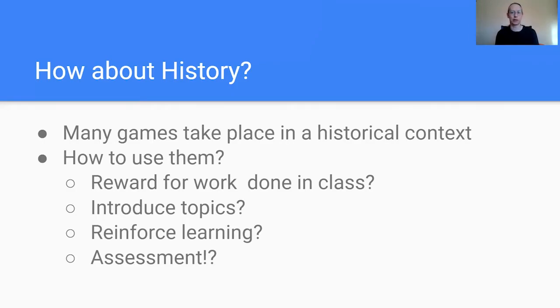Do you use it to reinforce learning, where you've already talked about a specific topic, and now you play a game set in the time period we just talked about to see if you recognize any of the connections? And can you use it for assessment? Can you actually get marks or grades or some kind of observing of learning through playing the game?